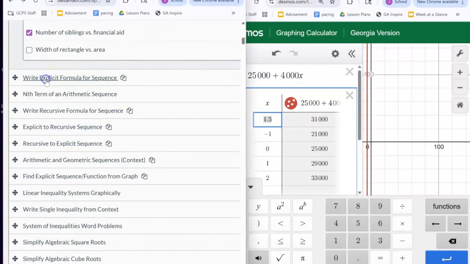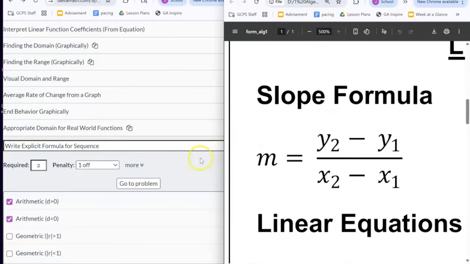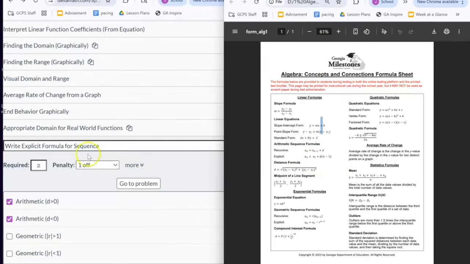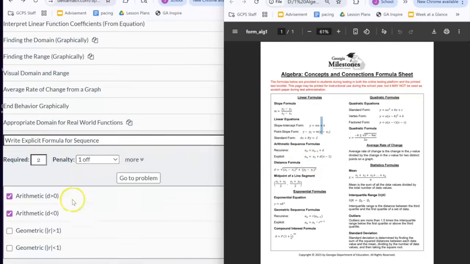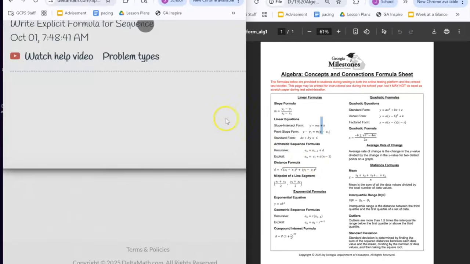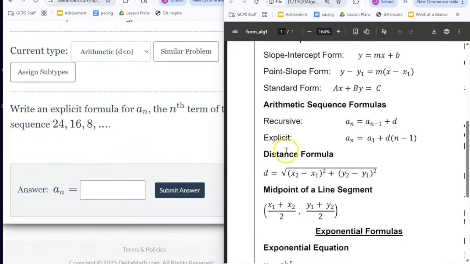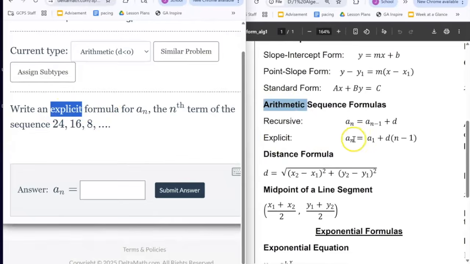All right, write an explicit formula for a sequence. All right, any formula, I'm going to come right into the formula sheet and look for it. I'm looking for explicit. I don't know if it's arithmetic or geometric just yet, but because we haven't covered geometric, obviously it has to be arithmetic. So looking at the arithmetic, it says write the explicit formula. So I'm going to look right here.